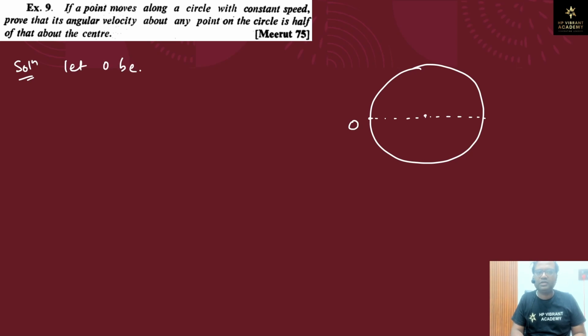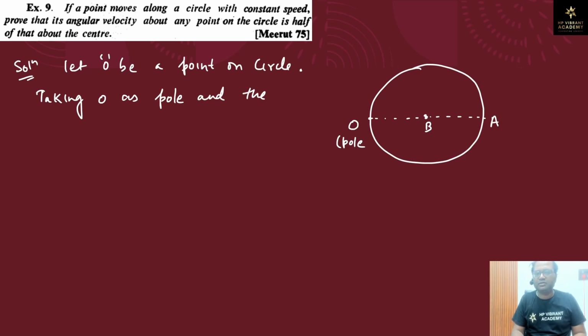Let O be a point on the circle. Let us take O as a pole. Let us take this as point A and this point as B. Taking O as pole and the diameter through O as initial line. So let us take this line as an initial line.